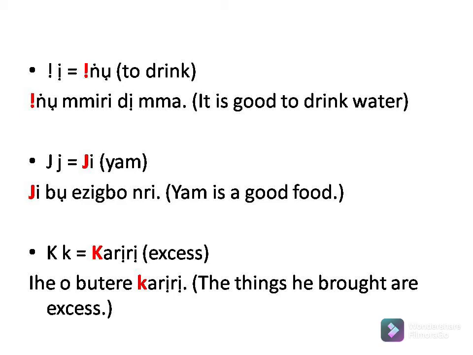The next letter is the K, and we can find it in a word like karere, which means excess, something being in excess. In sentence, you can have ihe o butere karịrị. Ihe o butere karịrị. The things he brought are excess. The things she brought are excess. Remember, the O can be he or she. So the things he or she brought are excess.